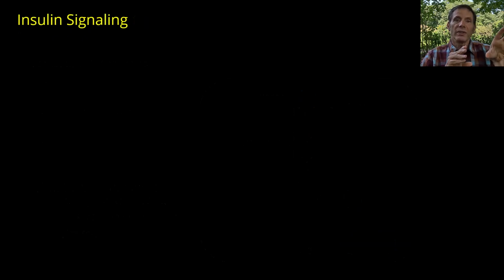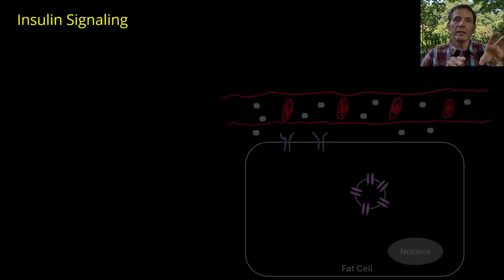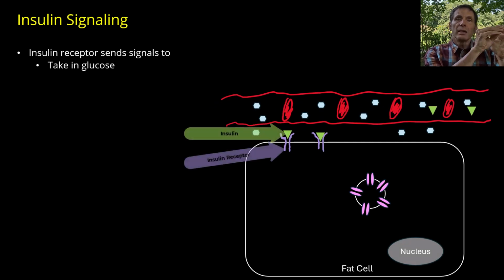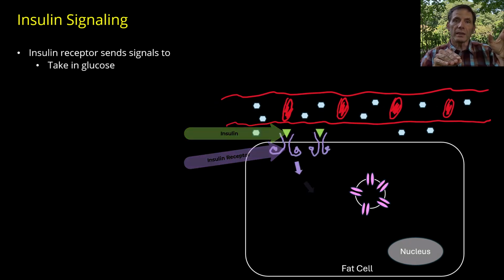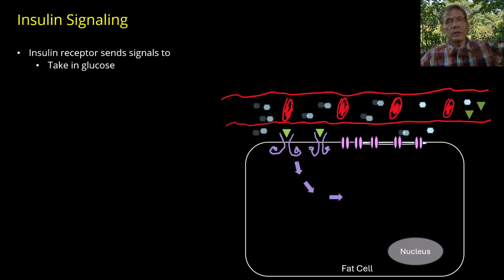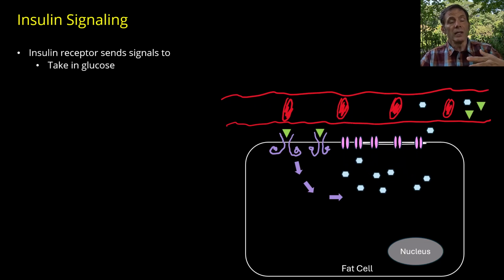Another example of feedback inhibition we see with insulin signaling. When insulin binds its receptor, there are signals sent through the cytoplasm that result in glucose transporters moving to the plasma membrane of a cell, and then glucose travels from the interstitial space into the cell. This is going to lower blood glucose.